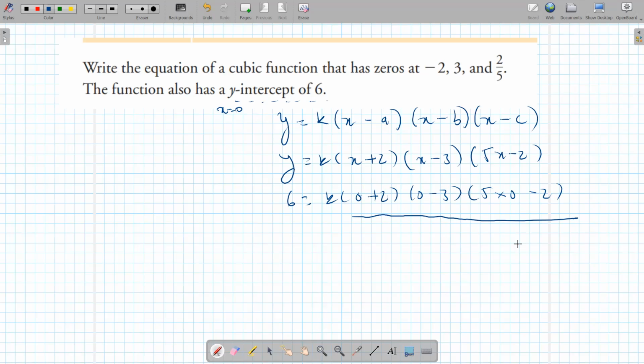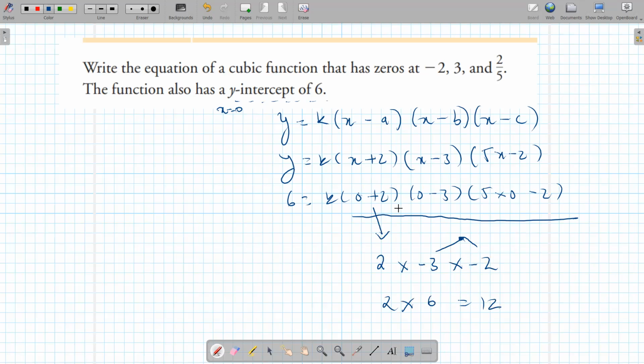No? It's easier than it looks. All right, here, let me help you. 0 plus 2 is what? 2, right? What's 0 minus 3? Negative 3. What's 5 times 0 minus 2? Well, 5 times 0 is a 0, and 0 minus 2 is negative 2. There you go. It's easy as that. Negative 3 times negative 2 is positive 6. So it's 12. Okay? You see this?